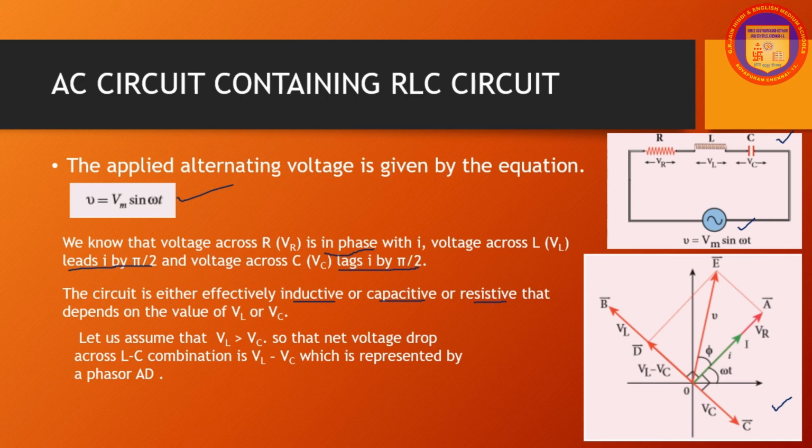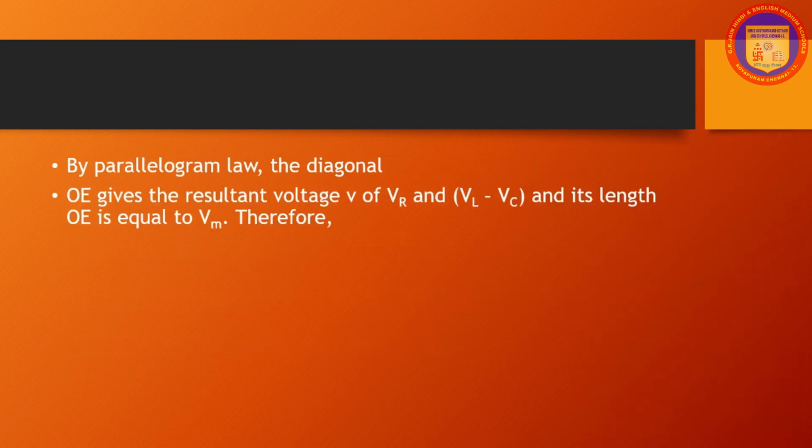Now assume that VL is greater than VC, so that net voltage drop across LC combination is VL minus VC, which is represented by a phasor AD vector. By applying the parallelogram law, the diagonal OE vector gives the resultant voltage V of VR and VL minus VC, and the length OE is equal to Vm. Therefore, Vm square is equal to VR square plus VL minus VC the whole square. Then Vm will be equal to square root of the value.